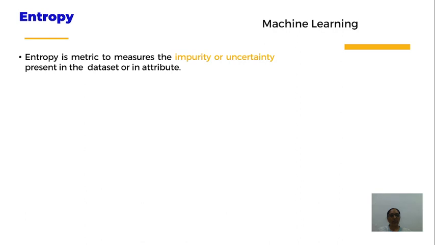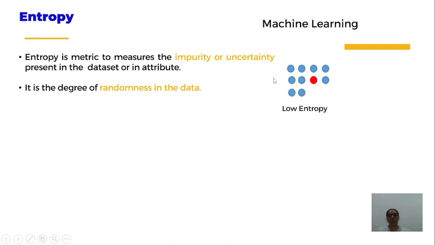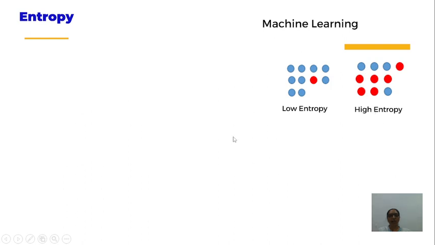Now understand the definition of entropy. Entropy is a metric to measure the impurity or uncertainty present in the data set or in an attribute. In another way, we can say that it is a degree of randomness in the data. Here you can see this data is more homogeneous or pure data, so it is giving a low entropy value. And this data is heterogeneous data, so it is giving high entropy.